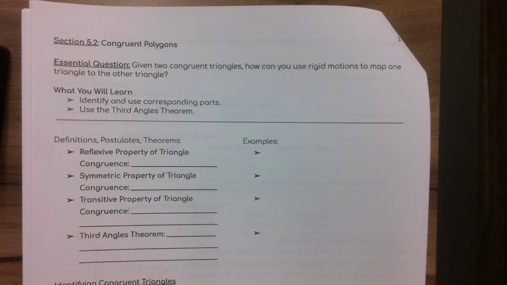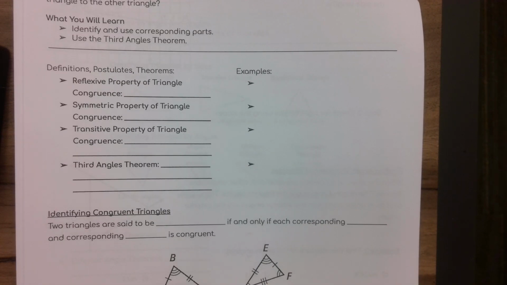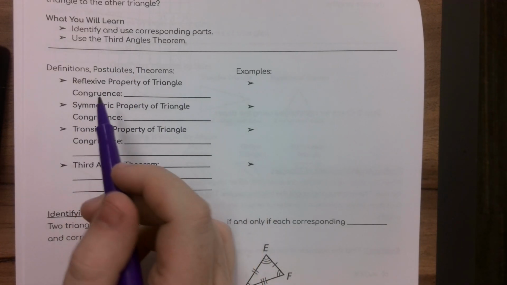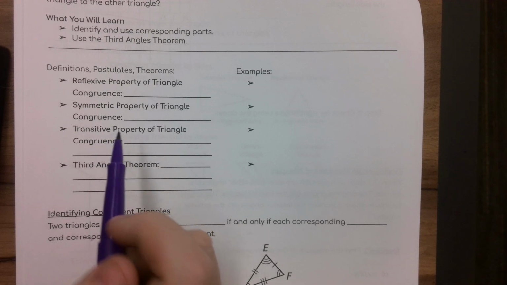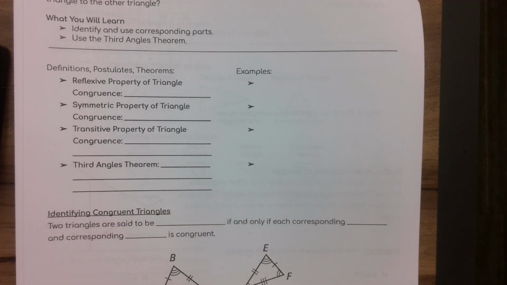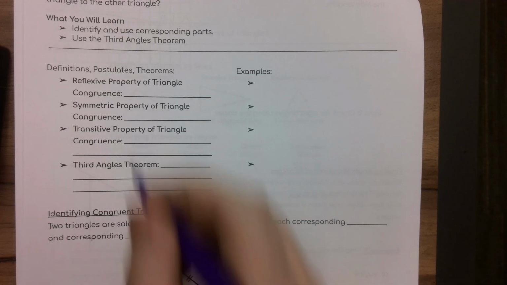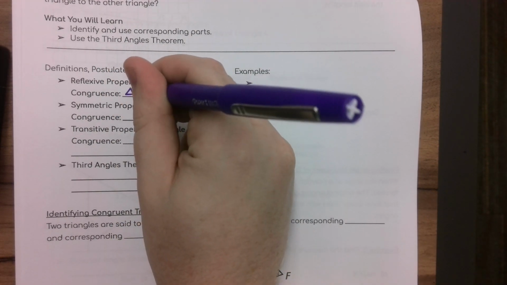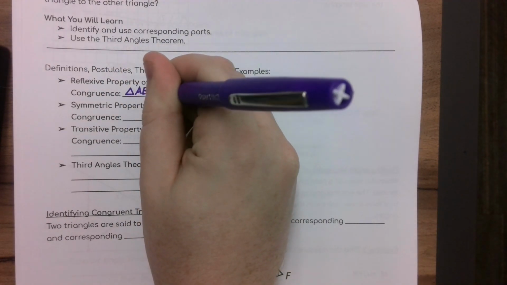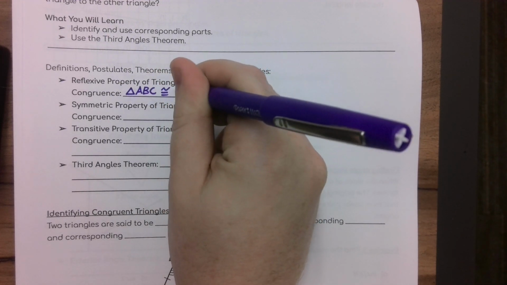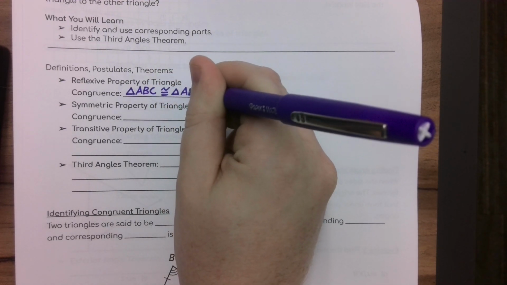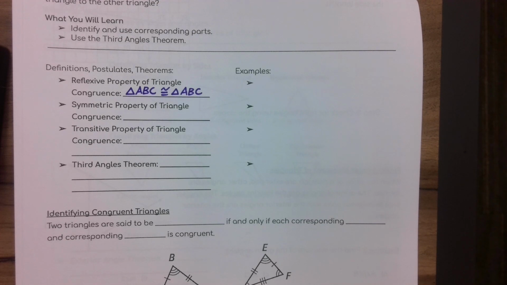And we're greeted with a couple of very familiar looking definitions. That's right. We've got reflexive, symmetric, and transitive properties of triangle congruence this time. So, if you want to say that a certain triangle, maybe triangle ABC, is congruent to itself, that's what the reflexive property says. It says that one triangle is congruent to itself.